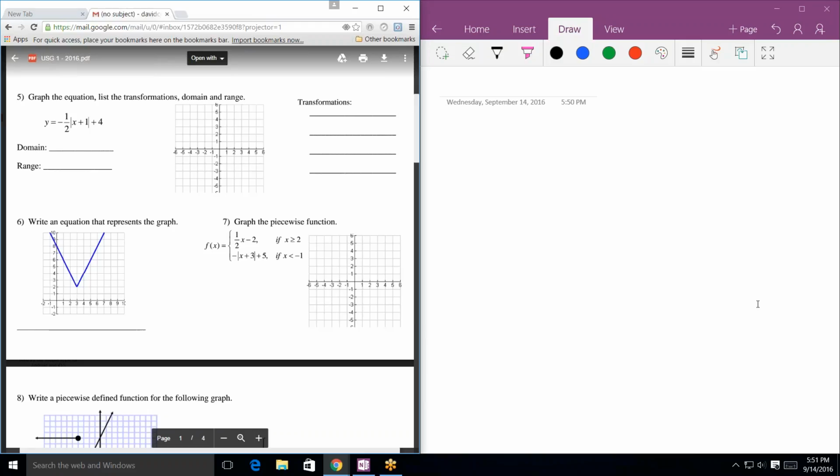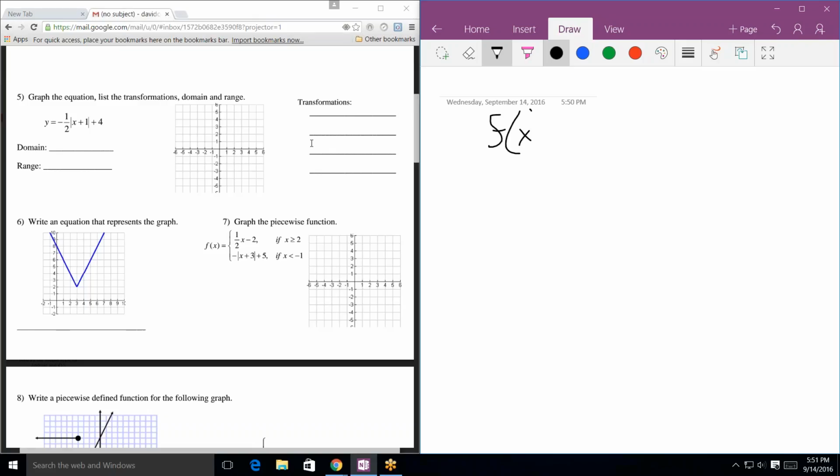So on number 5, list the transformations. First of all, what's the parent function on number 5? I'm not sure about that. Well, the parent function is usually everything you're looking at without all of the adjustments. So the parent function must be absolute value of x.